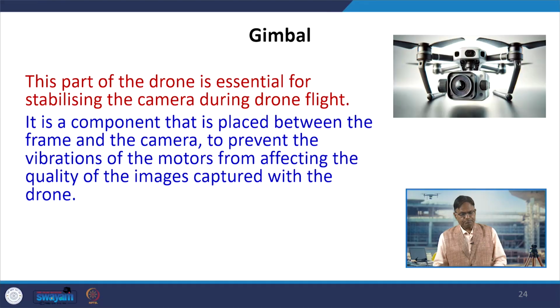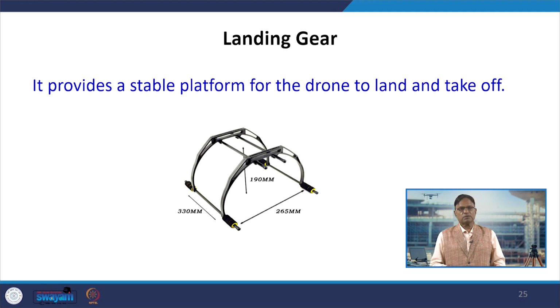Then we have a gimbal, the part of the drone which is essential for stabilizing the camera systems during the drone flight. We can fix the camera and various sensors into the gimbal system, and it can fly to the area. It's a combination that is placed between the frame and the camera system. It prevents the vibration of the motors, and you get good quality images captured while moving with the drone.